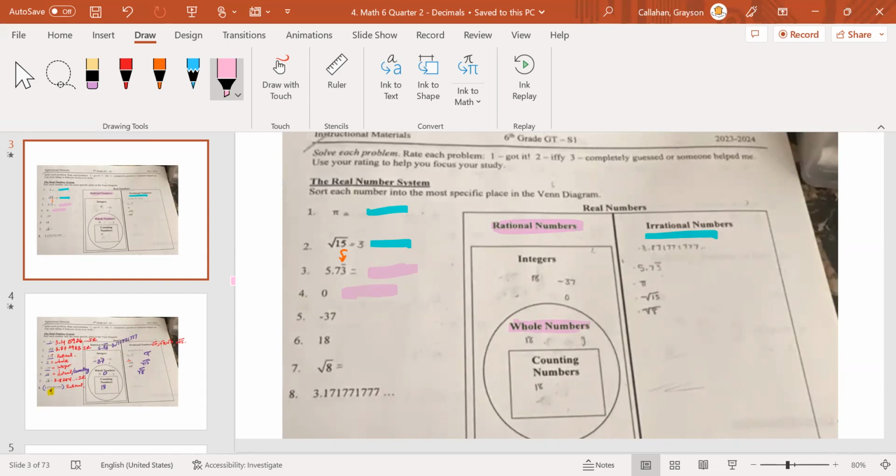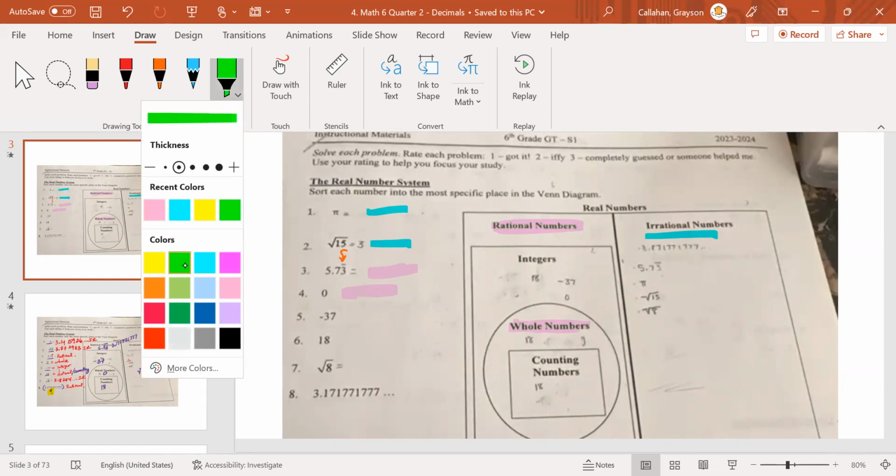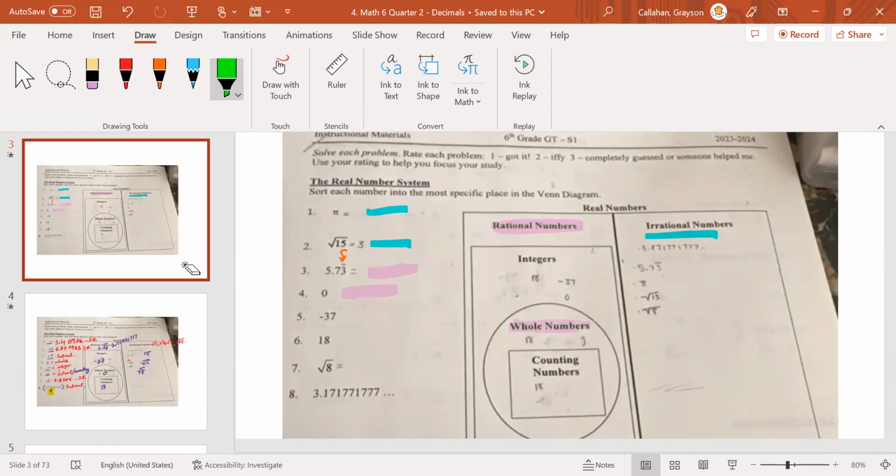What about negative 37? What would that be? Which one? Okay. 18. What would that be?